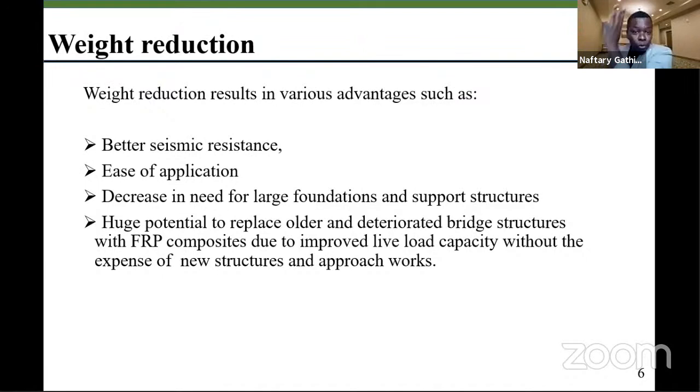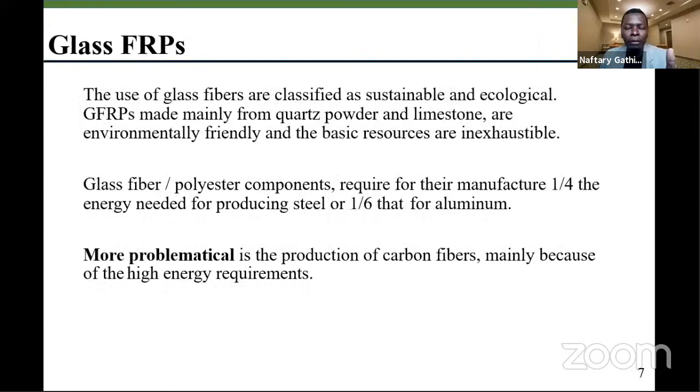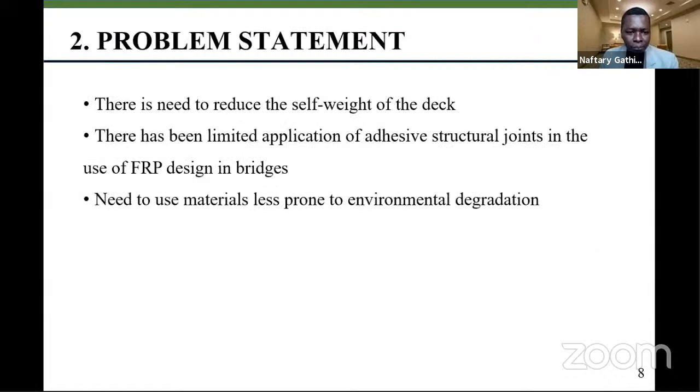Okay, so also this should go to the next slide. The same case, this one should go. This one, if you want to talk about the glass fiber and all that, let them go to chapter two in the document, not here. So the background, you see the problem statement.